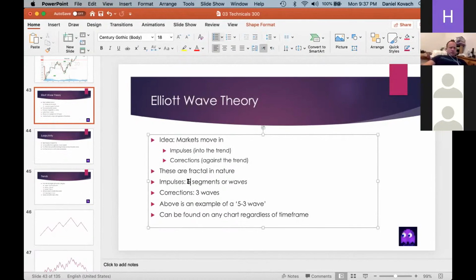So impulses, again, those are the things into the trend. If we're bullish, those are going to be bull runs, and bearish, the converse. There are 5 segments, and we call those segments waves. And corrections, we have 3. So the above is an example of a 5-3 wave. And it can be found on any chart regardless of time frame. Now, of course, there are scenarios that lead you to be more confident in your assessment of the veracity of the Elliott wave. And we're going to go over those.